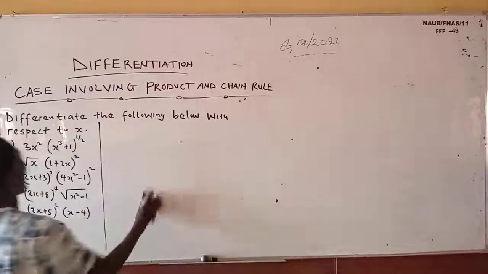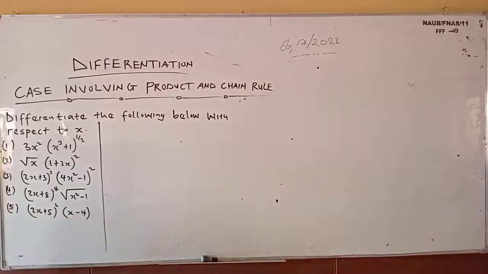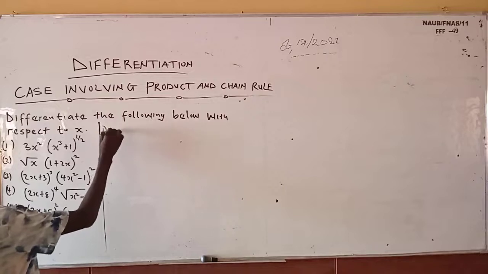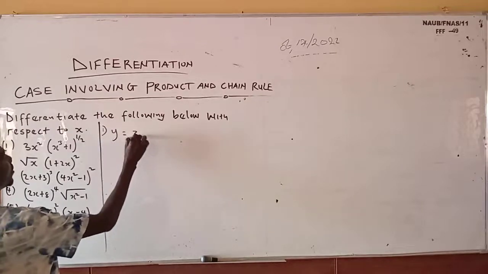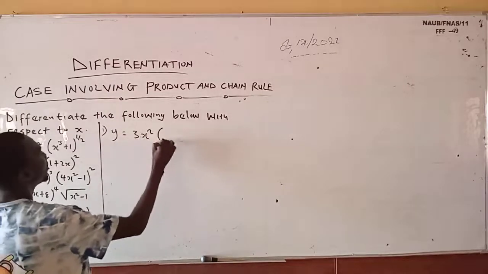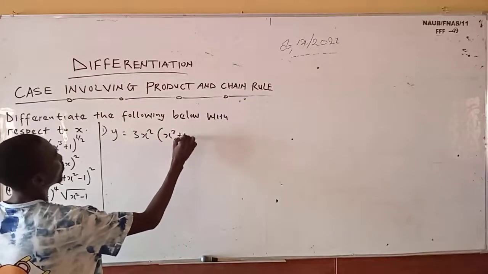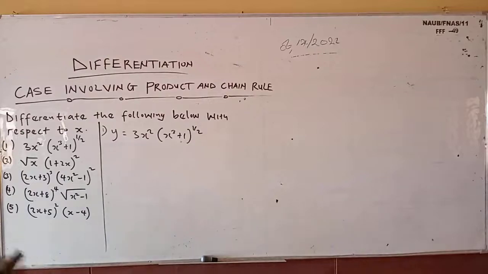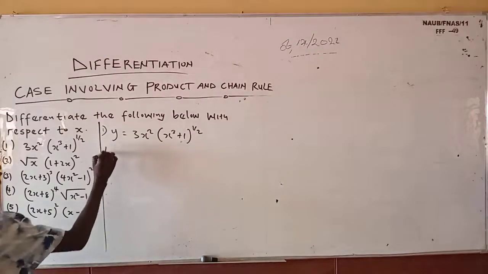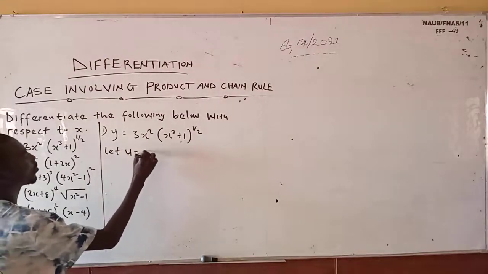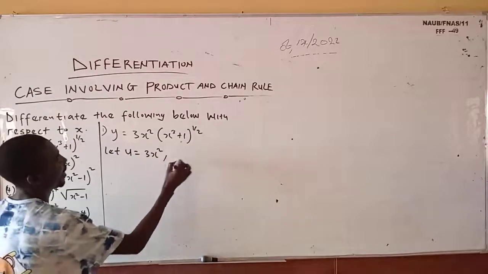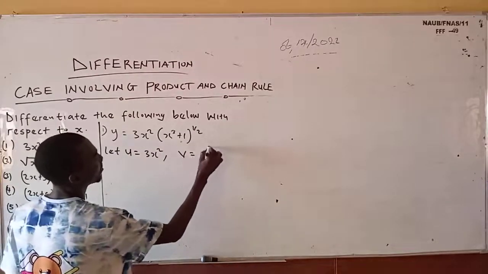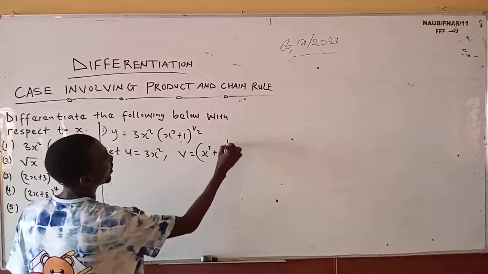So let's go with question number one. I told us if you want to solve anything like this, first you equate your question to what? y. So let's start with question number one. Say y equals to what? 3s squared into s cubed plus 1 all to the power of what? Half. You get that? So now the first thing I'm going to do is I will say let u equals to 3s squared and v equals to s cubed plus 1 all to the power of what?